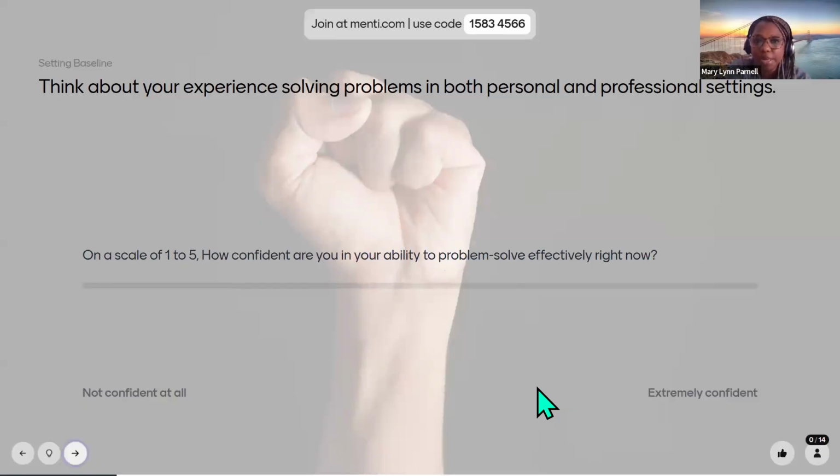Thinking about your experience solving problems in both personal and professional settings. So, personally, how do you feel? How confident do you feel in your ability to problem solve effectively right now? Not confident at all, with a scale of 1, or extremely confident? Extremely confident.